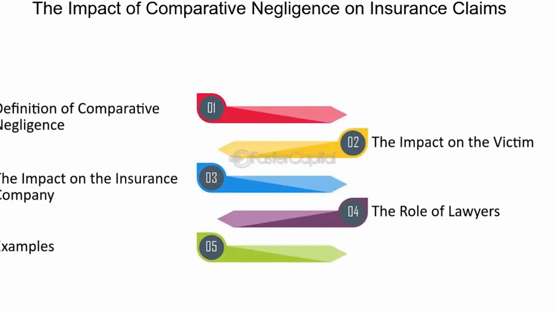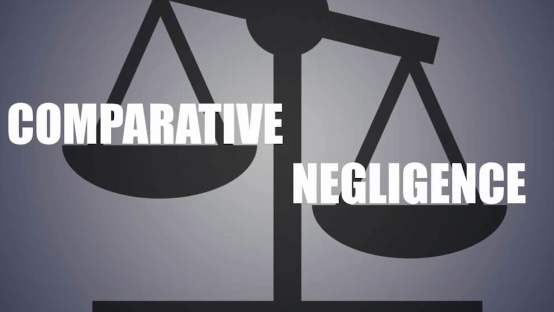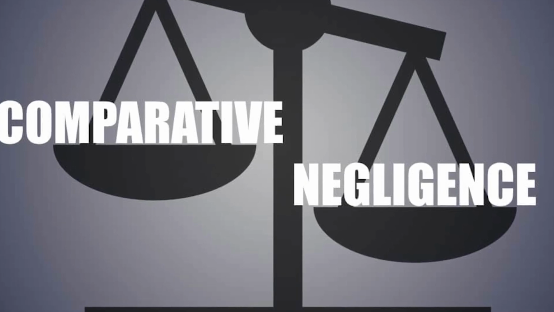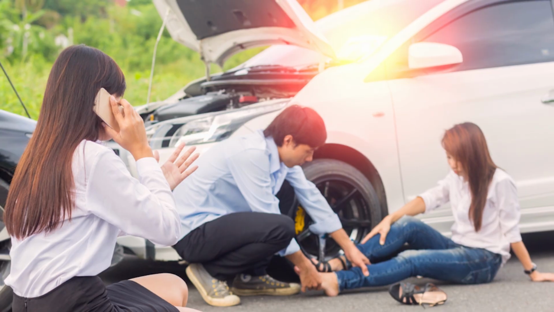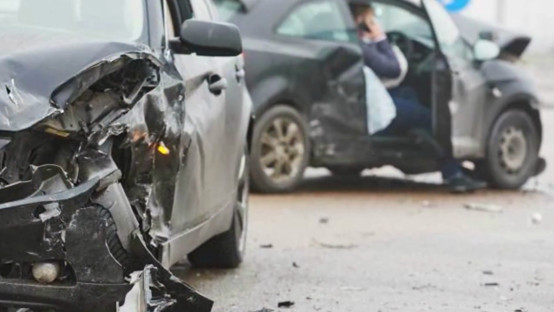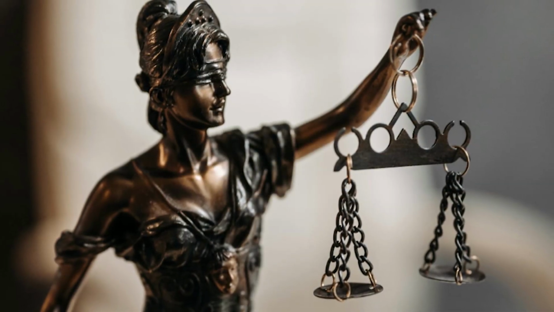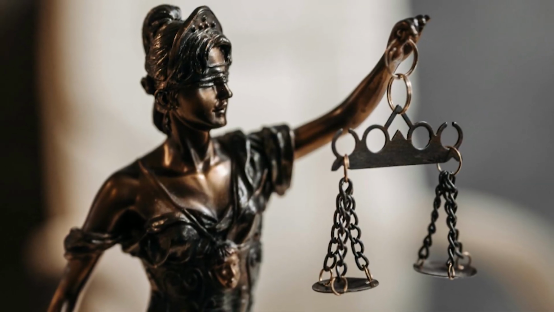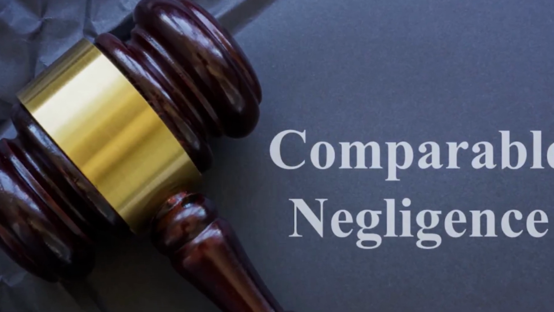Let's start with a simple example. Imagine you are in a car accident and your total damages amount to $100,000. If you are found to be 20% at fault because you were driving slightly over the speed limit, and the other driver was 80% at fault for running a red light, your compensation will be reduced by 20%. This means you would receive $80,000 instead of the full amount.